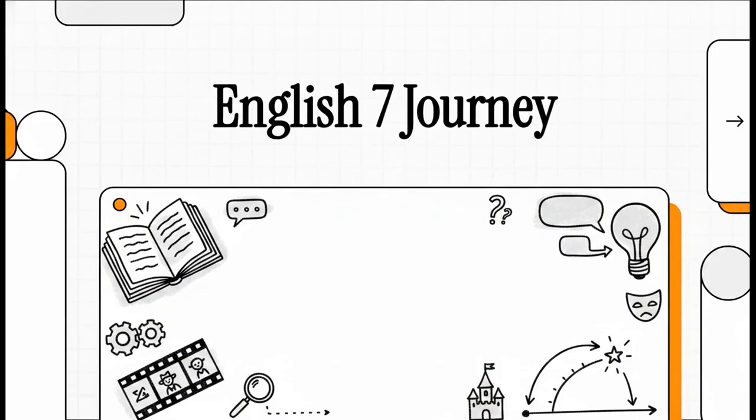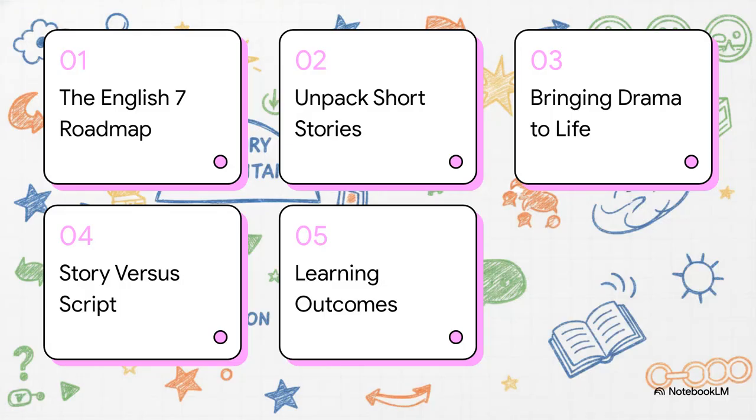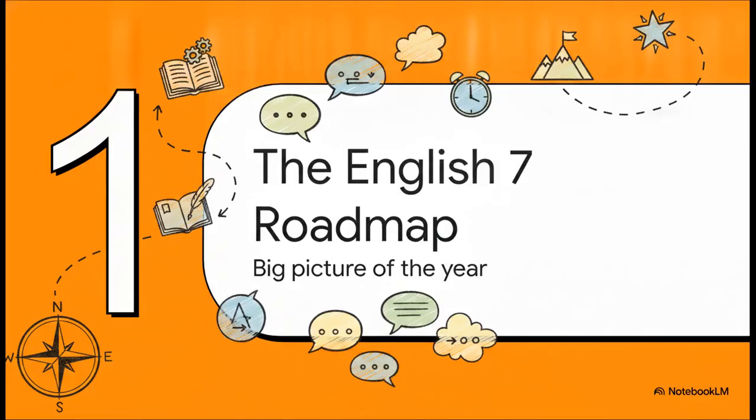We're going to explore exactly how character motives drive a story's conflict and how gathering evidence changes when you move from a storybook to a script. Here's our agenda for today. We'll start with the English 7 Roadmap. Then we'll be unpacking short stories, bringing drama to life, comparing story versus script, and finally, wrapping up with your learning outcomes. All right, let's kick things off with Section 1, the English 7 Roadmap.